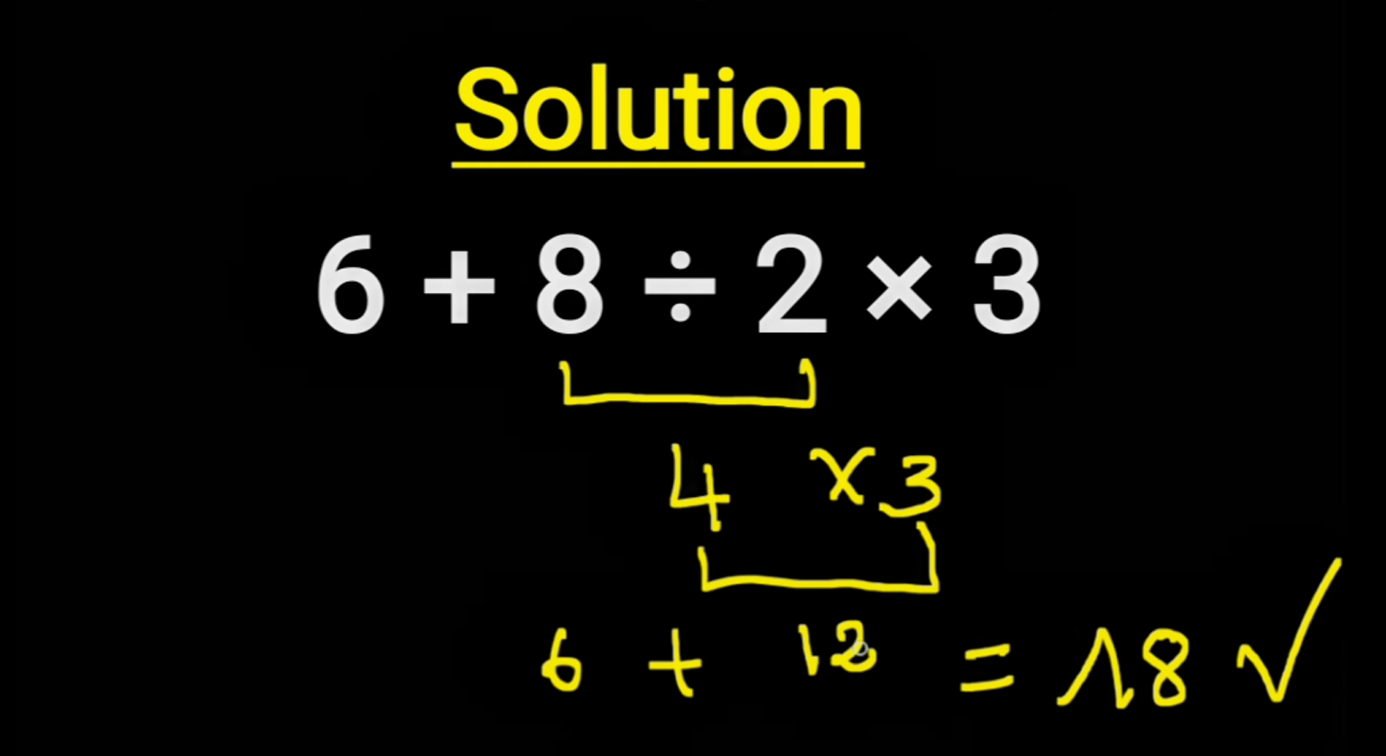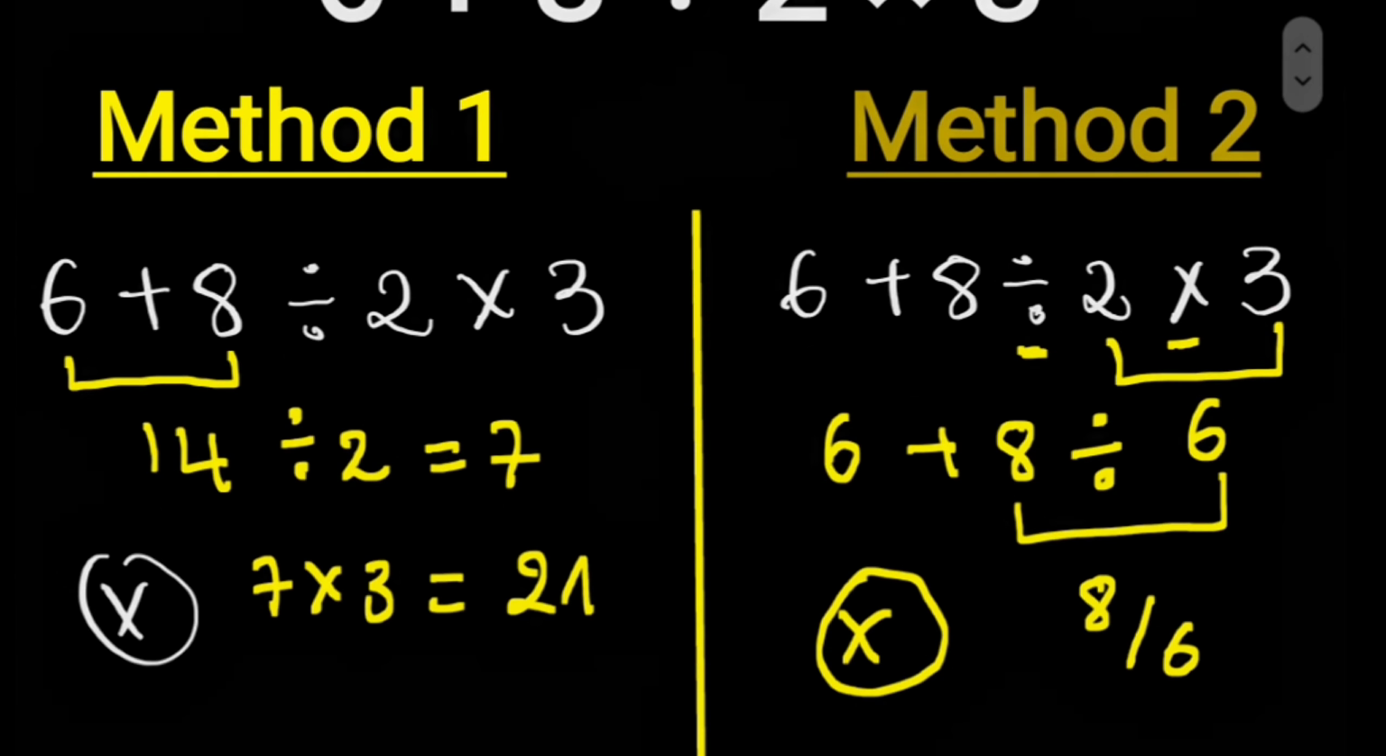If your first instinct was 21 or that messy fraction, you have just rewired your brain.